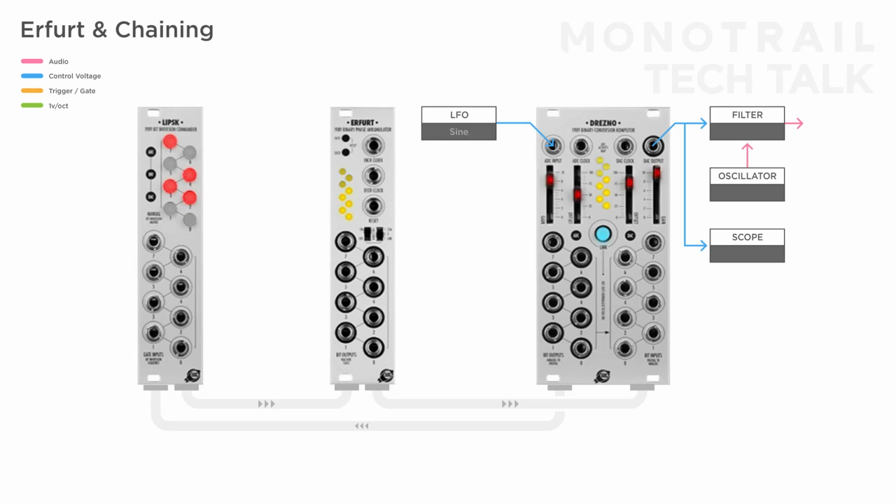But now the shape can be mangled. For example, by increasing or decreasing the clock on Erfurt, manually or by sending a slow square wave to the clock input, or, of course, manually selecting other values on Lipsk.